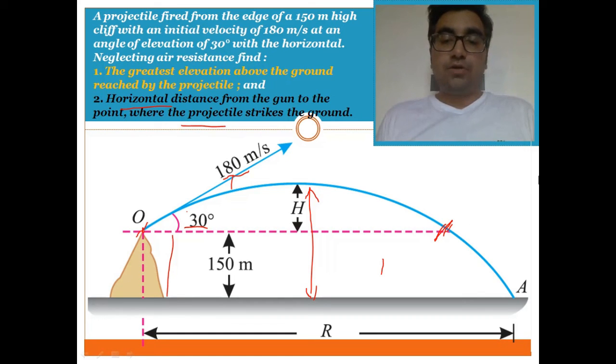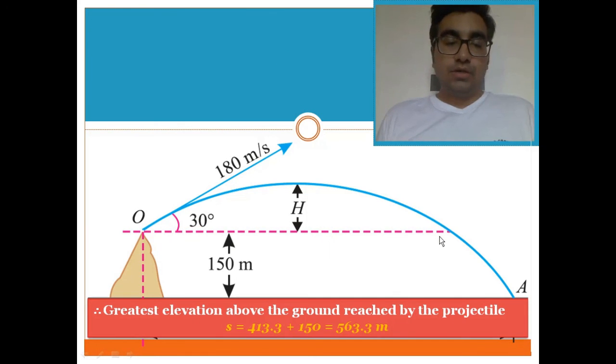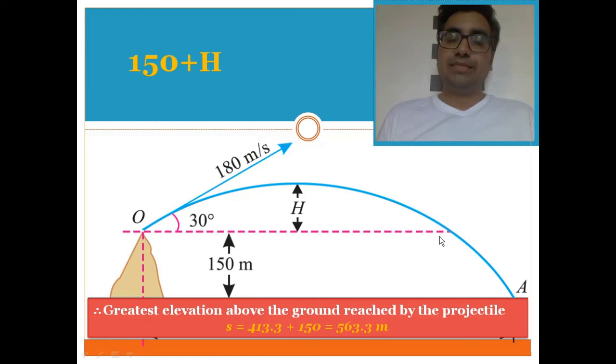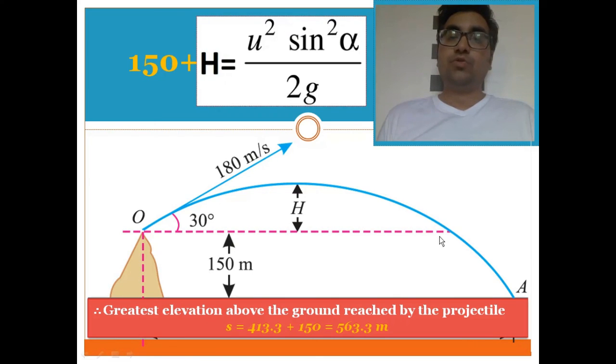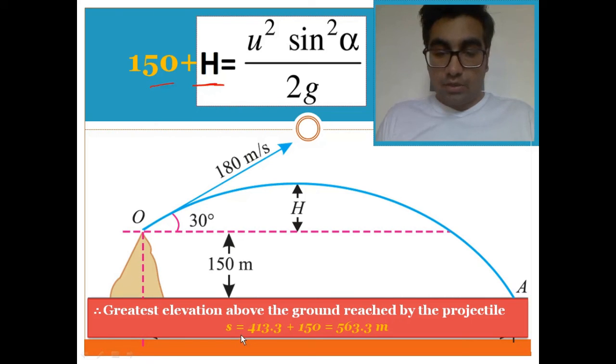First of all we are going to consider the motion from O to P at the same level, and we are going to use the formula of maximum height. The greatest elevation above the ground reached by the projectile needs to be found. What we have already learned is that it is 150 plus h, and the formula of h is u square sin square alpha upon 2g. I substituted u as 180 meter per second and alpha as 30 degrees and got the value of h. I added that h to 150 and I got the maximum vertical height as 563.3 meter.